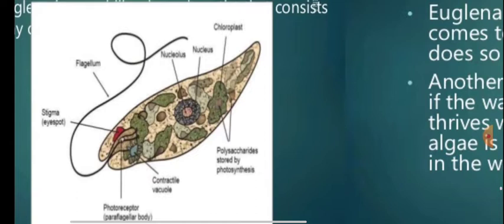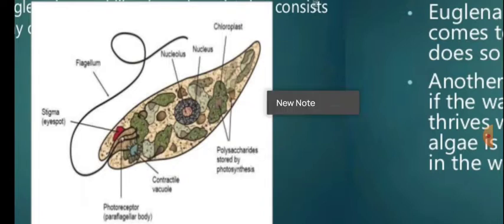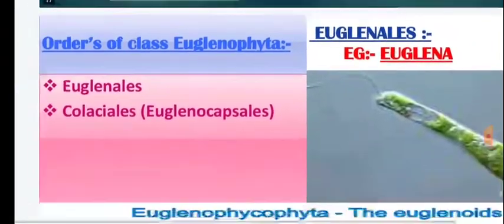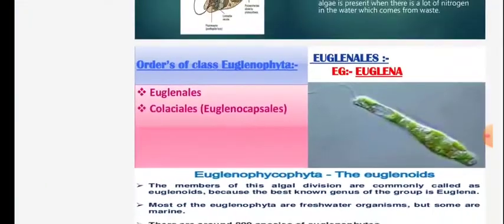So there is the flagella, a stigma or eye spot, and a cortical vacuole. Then there is the photoreceptor, polysaccharide, nucleus, nucleolus, then chloroplast. So remember this structure of Euglena. It has specific characters, in the orders Euglenales and Colacium. So this is the Euglena photograph.